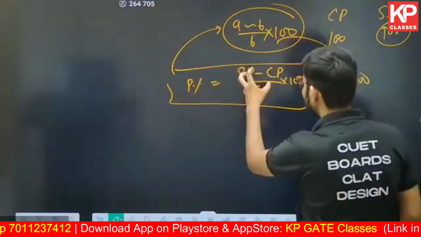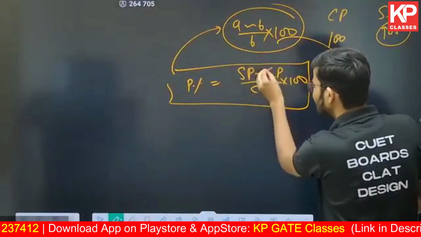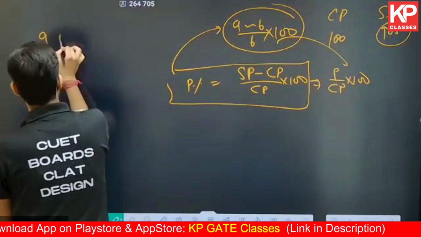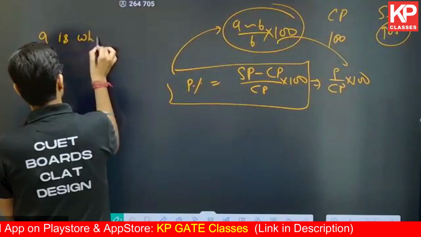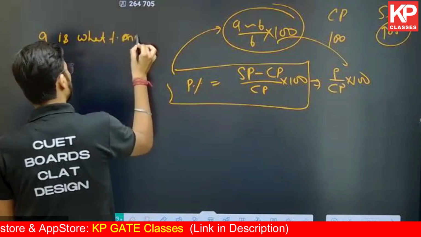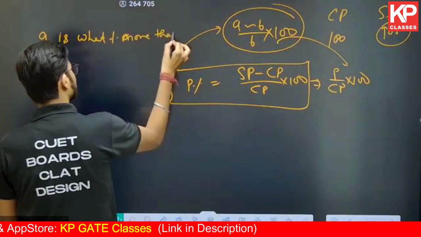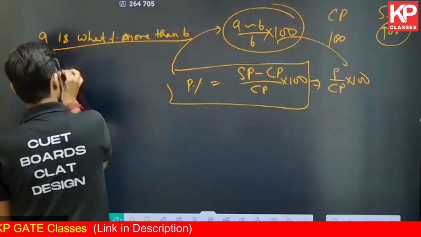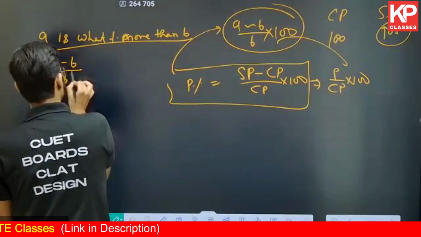Now, this profit percentage is what? Your selling price is what percent more than cost price. Now, when I say A is what percent more than B, try to understand this format: A is what percent more than B. So in all these kinds of cases, it is A minus B divided by B into 100.